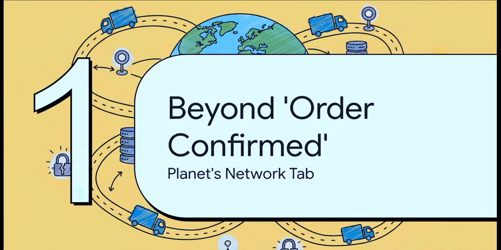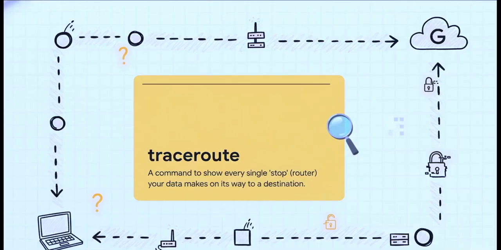Think of it like opening up the network tab in your web browser, but for the entire planet. We're going to see those invisible trucks and the digital highways they travel on. And the basic tool we use to do this is a command called traceroute. It's pretty simple, really. It's like asking your computer, hey, to get to Google's homepage, show me every single hop, every router my request has to stop at along the way. The results can be pretty eye-opening.